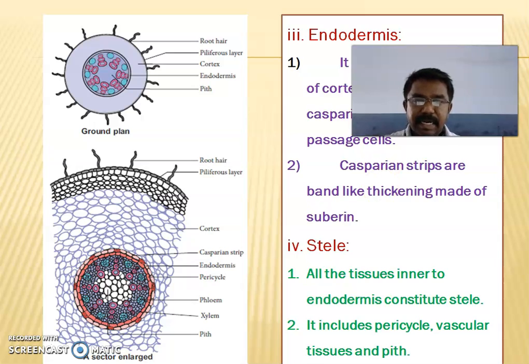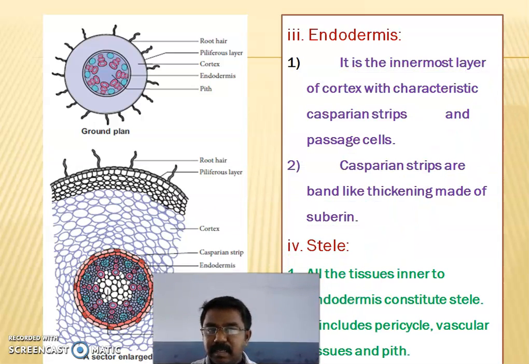Next, endodermis. The endodermis is the innermost layer of the cortex, with characteristic Casparian strips and passage cells. The endodermis is mainly responsible for passage of water. Casparian strips are band-like thickenings made up of suberin.